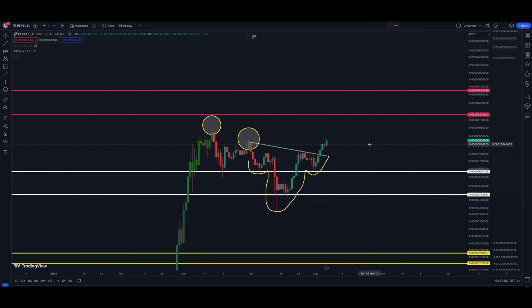Let's, for starters, talk about the head and shoulders target to the upside.